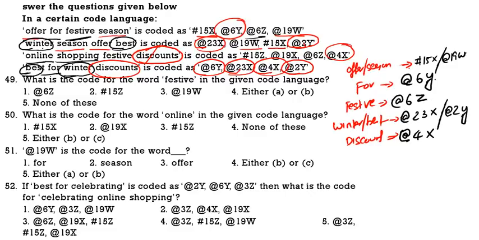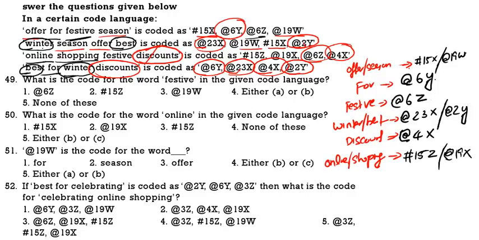So the code for online or shopping. We can see 2 words. So festive means already at for 6z. So hash 15z, at for 19x. So the code for this one is hash 15z or at for 19x. These are the codes we are having.